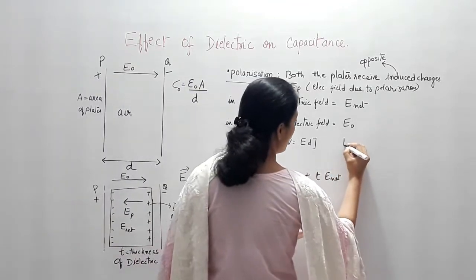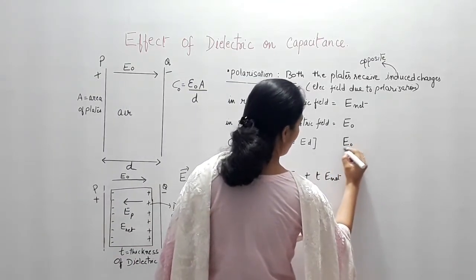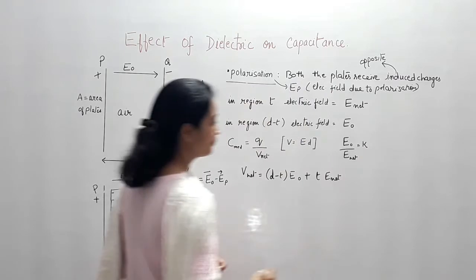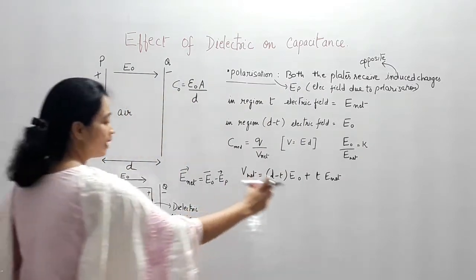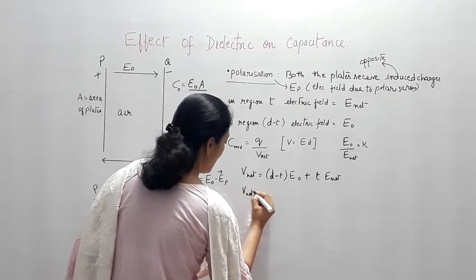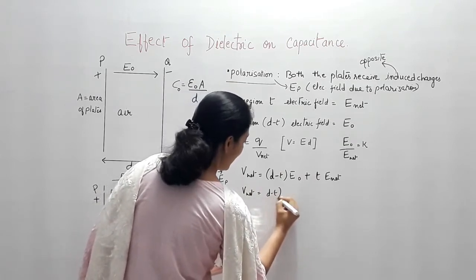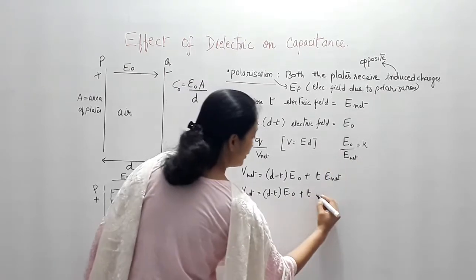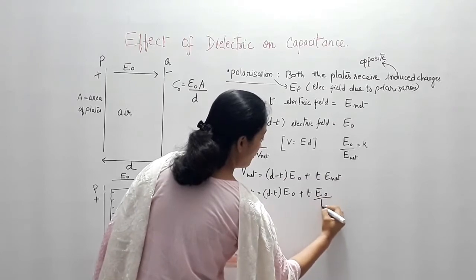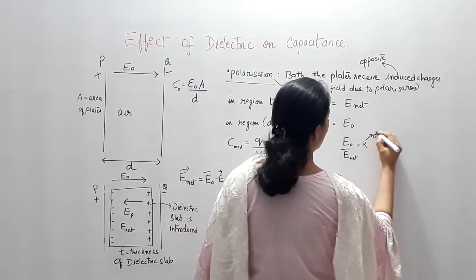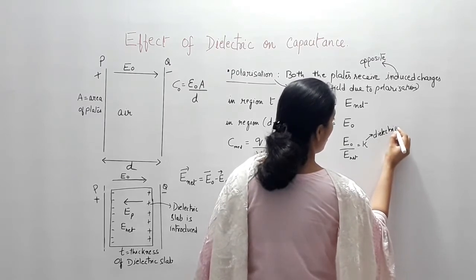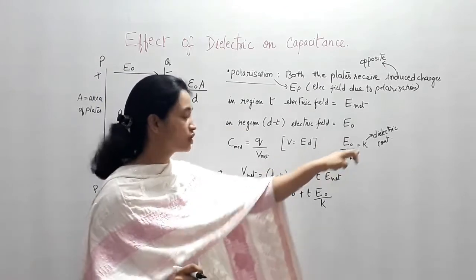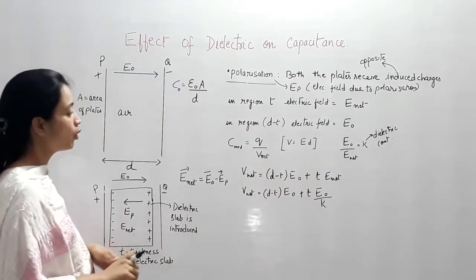We are already familiar with this, that E applied upon E net is equal to K. This is something which you know. So E net can be replaced. I am replacing D minus T, these things remain the same, plus instead of E net I will be writing it as E applied upon K. Now what is K? K is the dielectric constant of the medium. This is E applied upon E medium, which is K, that is familiar to you, you know it for force also.